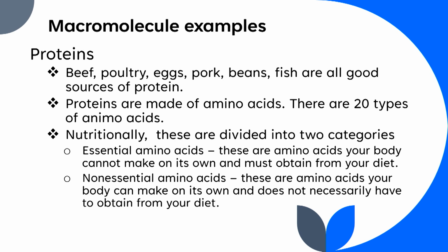Nutritionally, we can take these 20 amino acids and divide them into two categories. You can have essential amino acids and non-essential amino acids. I want to go ahead and clear up some confusion. Although they are called essential and non-essential, you need all of these. The difference between essential and non-essential is whether your body can make them on its own or not. Essential amino acids are amino acids that your body cannot make on its own, so it is essential that you obtain them from your diet.